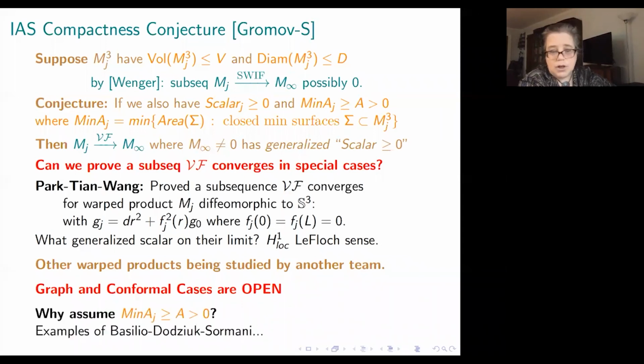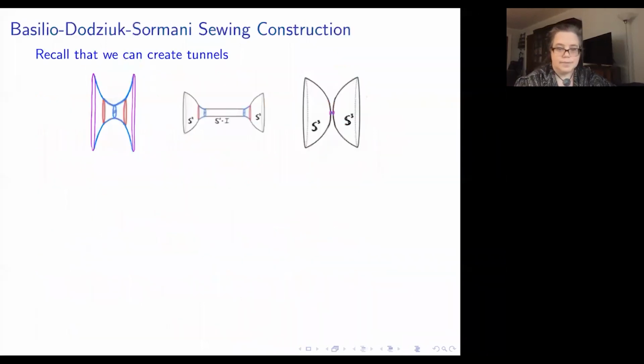And now I wanted to talk a little bit more about why this min-A condition needs to be added to this conjecture. The original conjecture did not have a min-A on it. And these are examples that I constructed jointly with Jorge Basilio and Joseph Dodzik. So remember, I had this thing about how we can have tunnels that are very, very small or very long and thin.